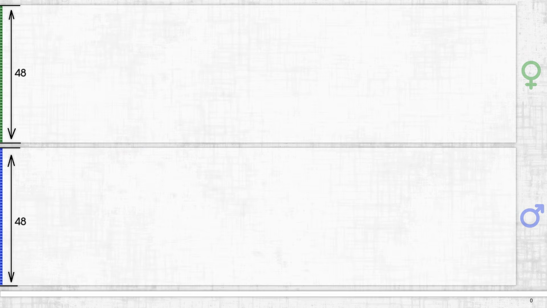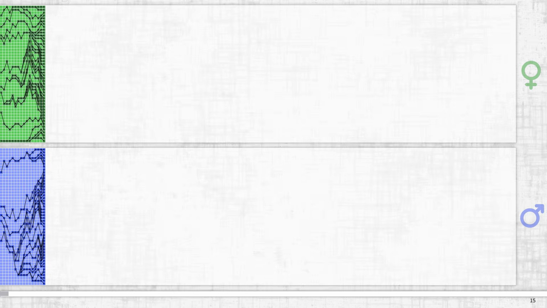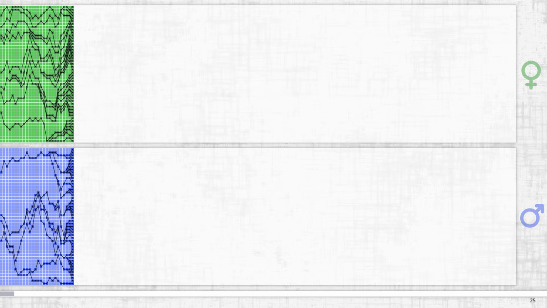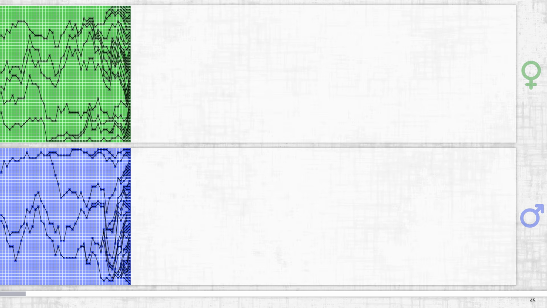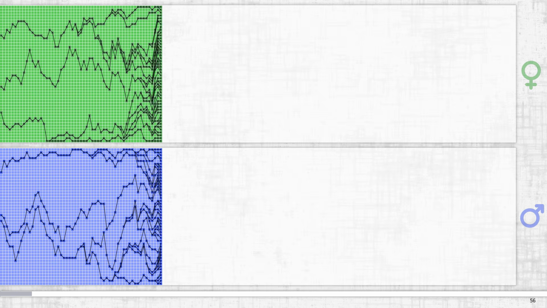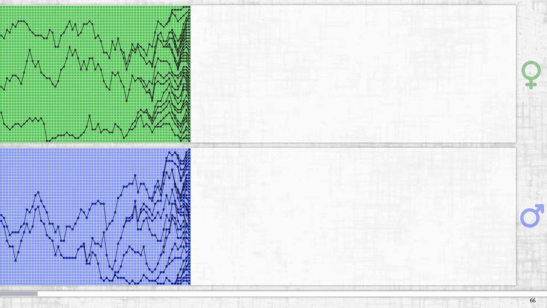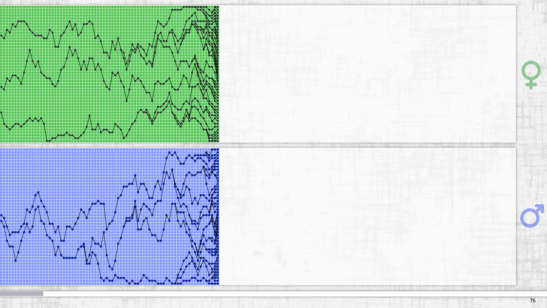I will be using a population of 48 women and 48 men. We'll start the model. I'm only keeping the lines that reach the final generation. The number of these lines will decrease until only one remains. This is a trivial fact, and it's what we call a random walk.